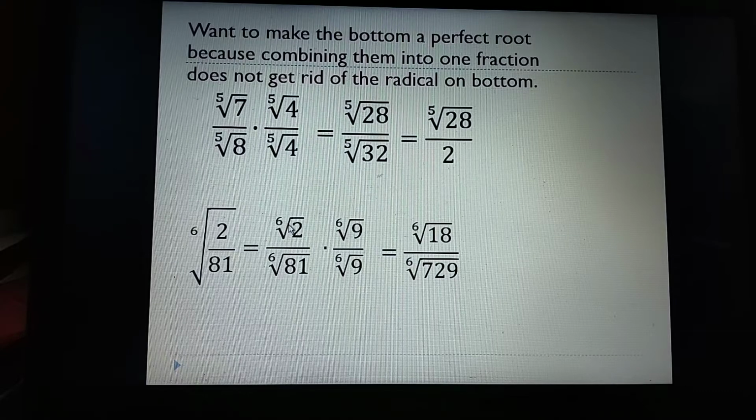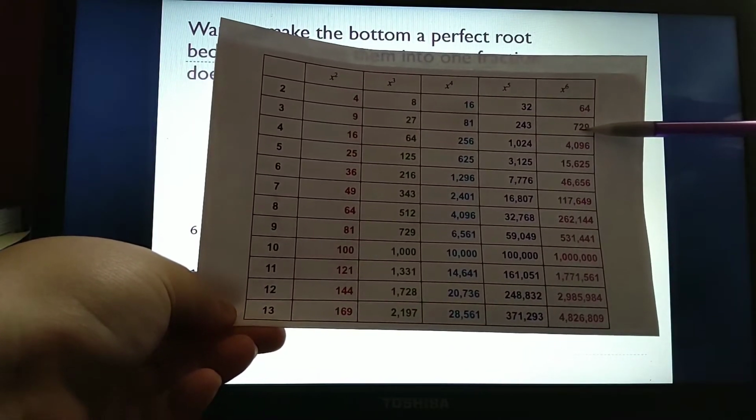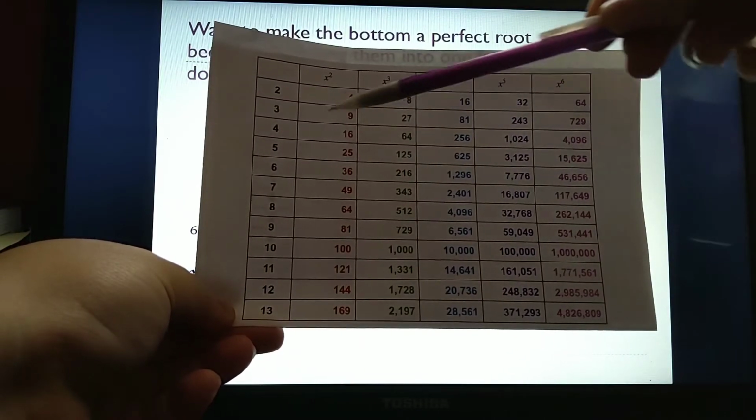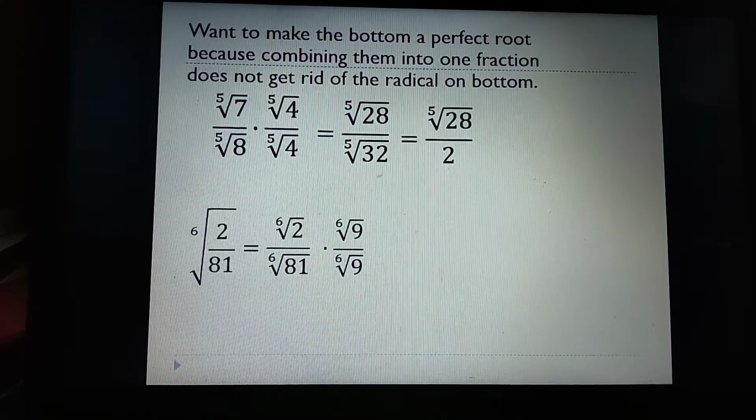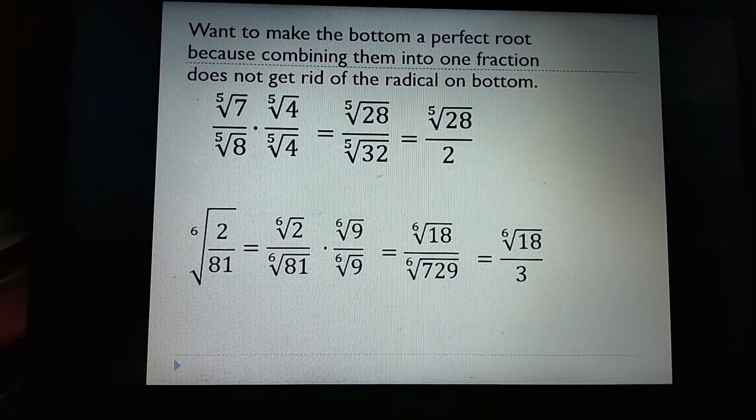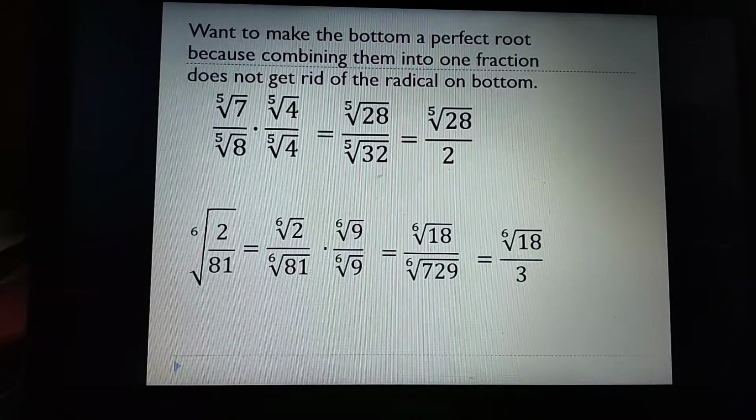So now I multiply. 2 times 9 is 18. 81 times 9 is 729. And remember that the 6th root of 729 is what I wanted because it's on my list. And the 6th root of 729 is 3. So my bottom becomes 3. And 18 isn't on my x to the 6th, so the top is done.